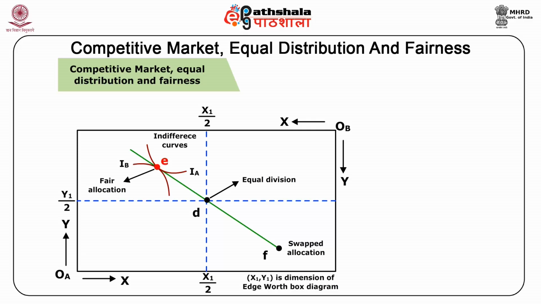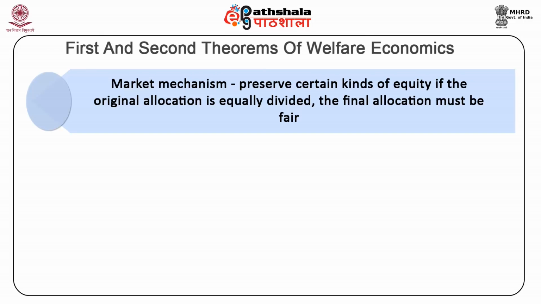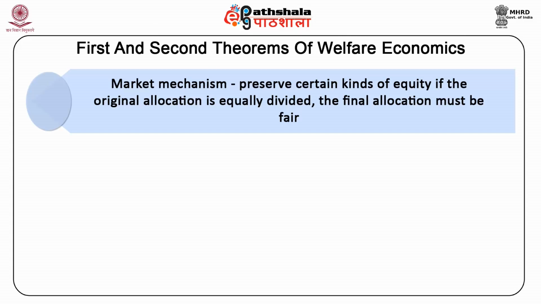To determine whether E is equitable, we swap the bundles of the two consumers. This results in the allocation F, which is a mirror image of E. But at F, both A and B are worse off because both are on lower ICs at F than at E. Hence, both would not want to move to a point like F by swapping bundles. Thus, the market mechanism will preserve certain kinds of equity. If the original allocation is equally divided, the final allocation must be fair.